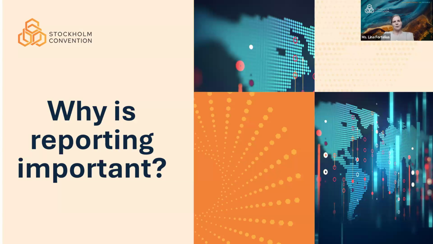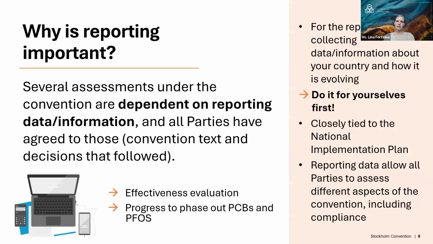So why is reporting important? Reporting is an obligation under the Stockholm Convention, but in addition to that, it's also very useful for your country. It is a checklist to follow how your country is meeting its obligations under the convention, to identify gaps and priorities in implementing, and also to help in updating the national implementation plan. Now that the convention also has the compliance mechanism set up, reporting will provide important input to its work as well. National reporting also provides inputs to several assessments carried out under the convention to monitor its efficiency. This includes the effectiveness evaluation every 6 years, and monitoring the progress to phase out PCBs, as well as work to phase out other production and use of PFOS.